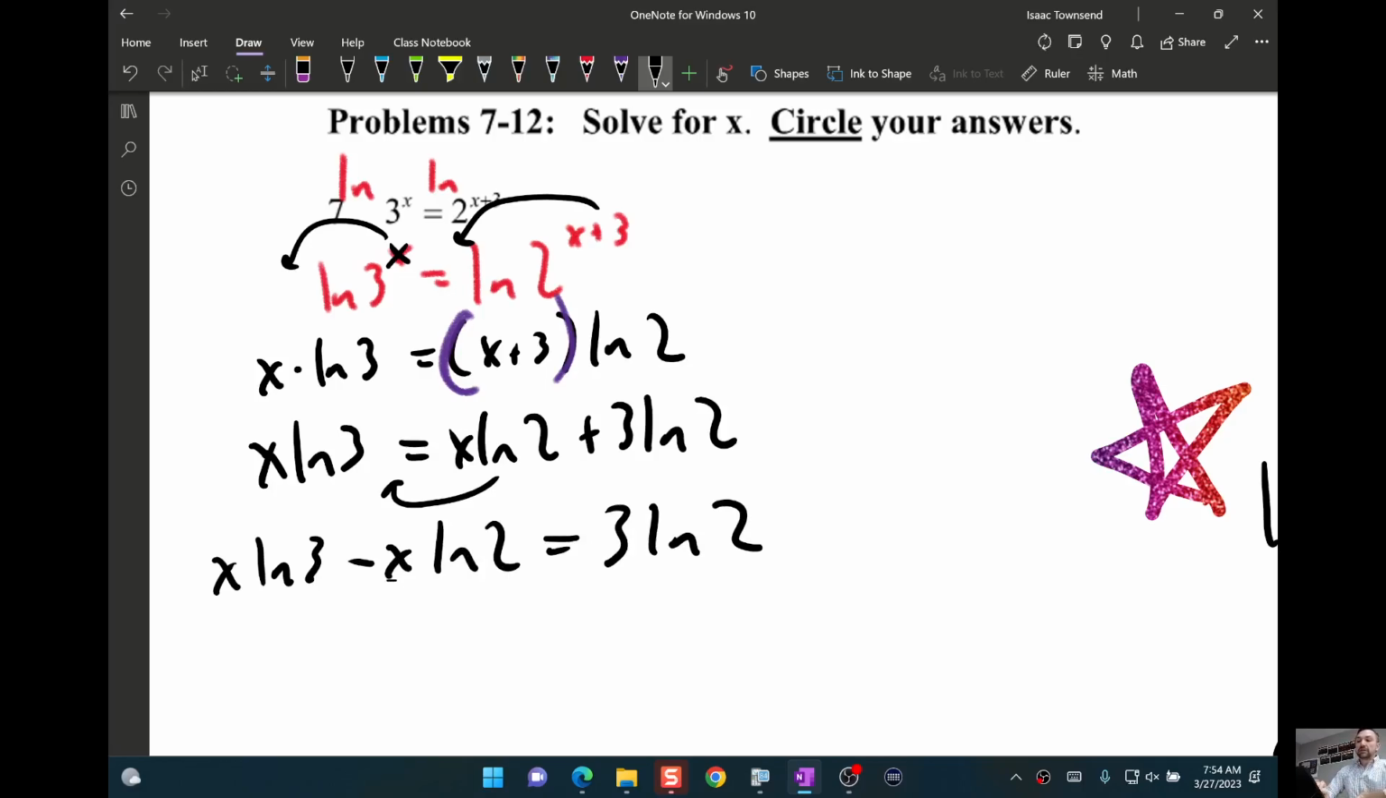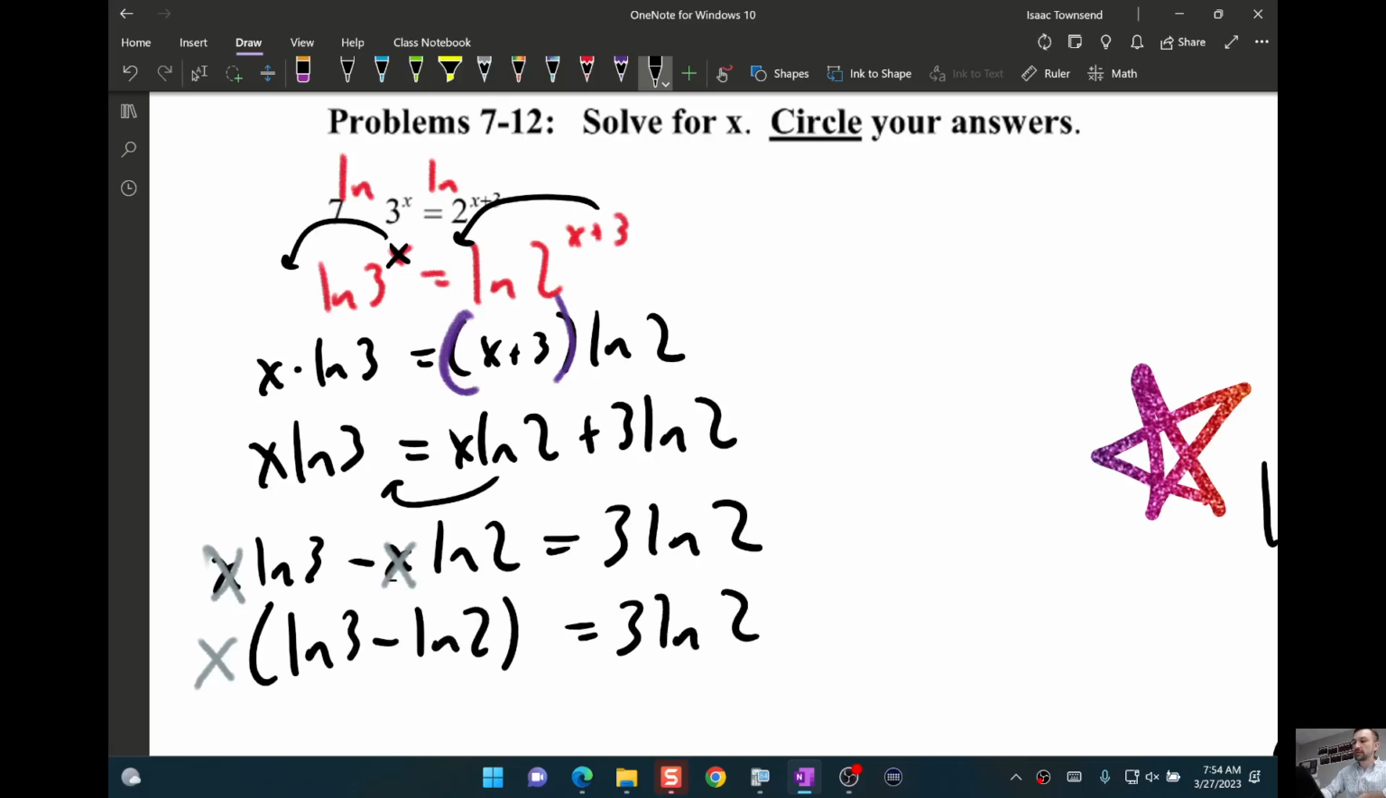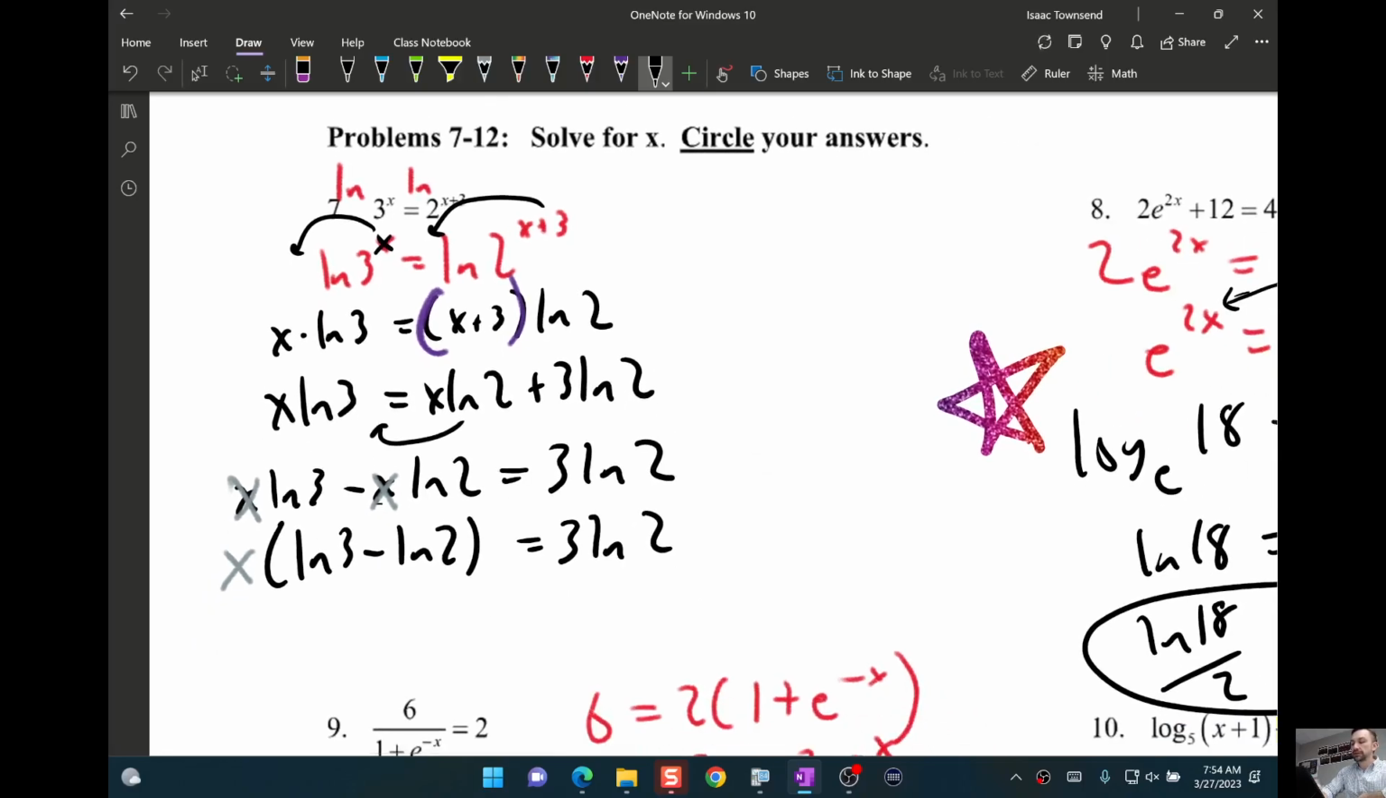And then even though these are like terms, they're both x's. In my head, I can't tell you what natural log of 3 minus natural log of 2 is. But what you can do is say, this guy has an x, this guy has an x. Let me factor out that GCF. And then finally, you can finish undoing times with divide.